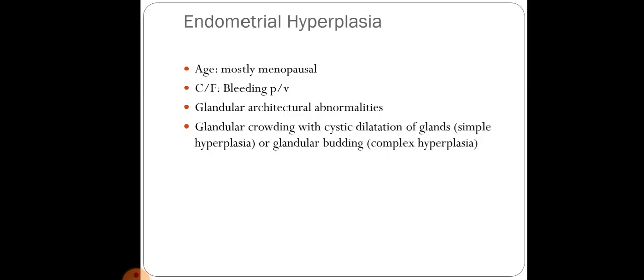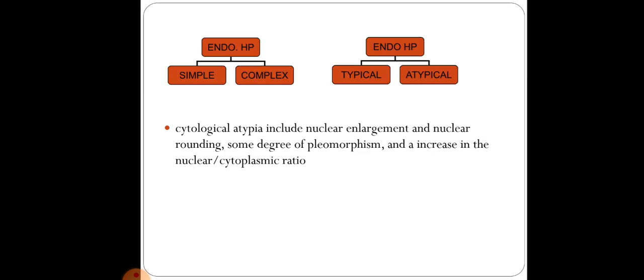So we will see, turn by turn, the pathology which occurs in the female genital tract. First one is endometrial hyperplasia. Age mostly menopausal. Clinical feature: bleeding per vaginum. Glandular architectural abnormalities are there. What you can see in the microscopy is glandular crowding with cystic dilatation of the gland, which is known as simple hyperplasia, or glandular budding, which is known as complex hyperplasia.